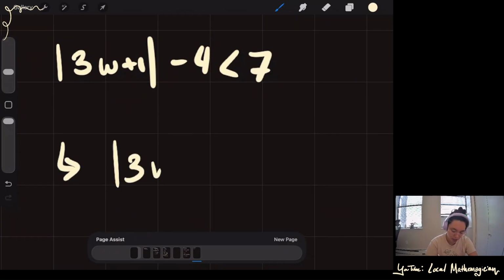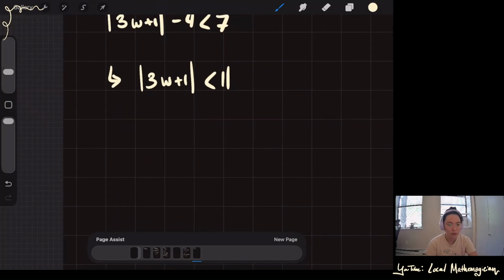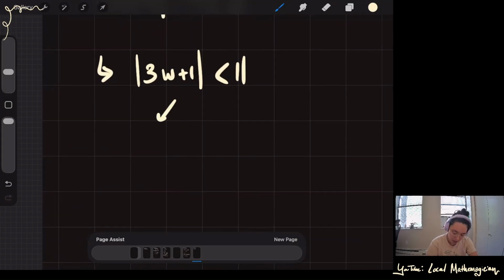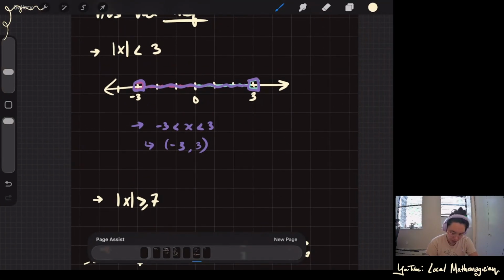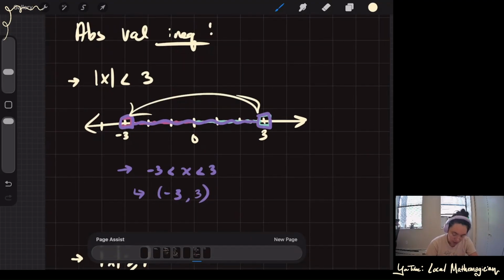This gives you the absolute value of 3w plus 1 is less than negative 4 plus 4 is 0, 7 plus 4 is 11, right? And in that same manner, we know that the inside has to be within this radius. So we can split it as, if we go back to what we did over here, I'm saying there's a radius.